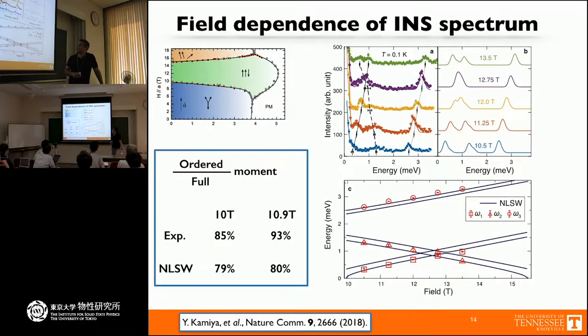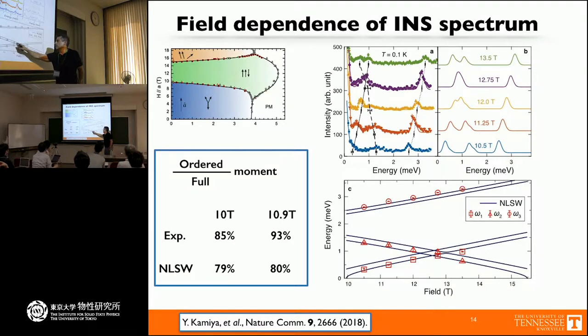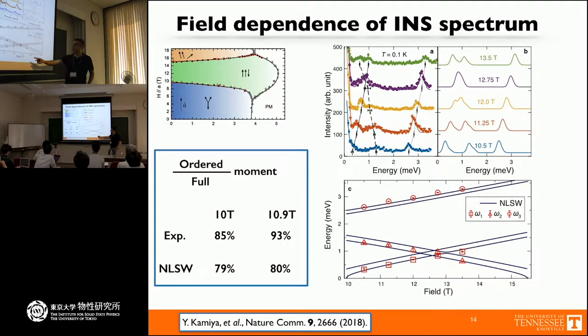And indeed, what one can also do is look at the lowest energy excitation of these Magnon branches and plot that energy as a function of field, according to the calculation. So the blue line is the nonlinear spin wave theory from Yoshi, and these points correspond to the experimental points. One can see that, again, the theory can reproduce the field dependence in this region.